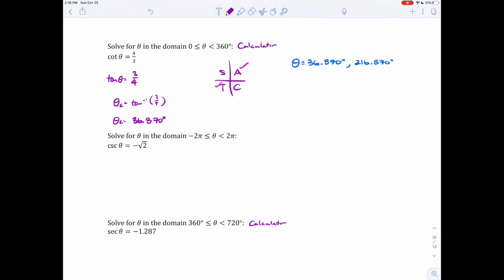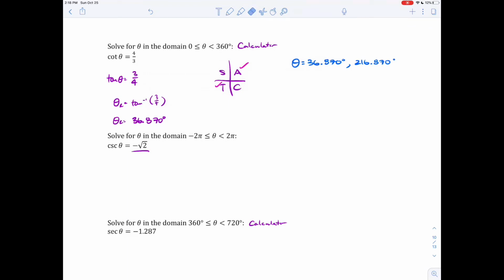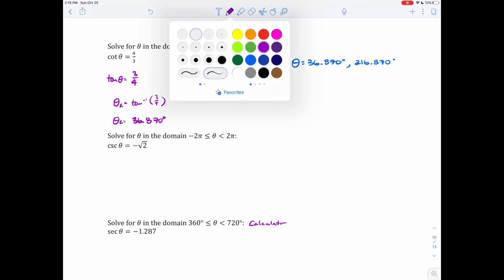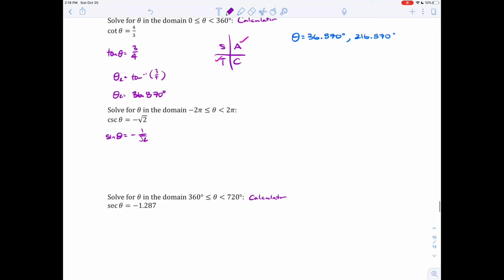Next up, if cosecant of theta is negative root 2, what the hell? Well, that's interesting. That's fine. Then we can say that sine of theta is negative 1 over root 2. You can reference the special angles for this if you so desire, or however you know how to get that. I would say that your reference angle is like 45 degrees, but we're dealing with radians. So we're specifically talking about pi over 4.